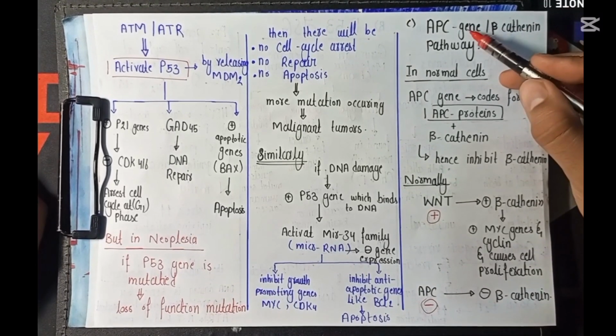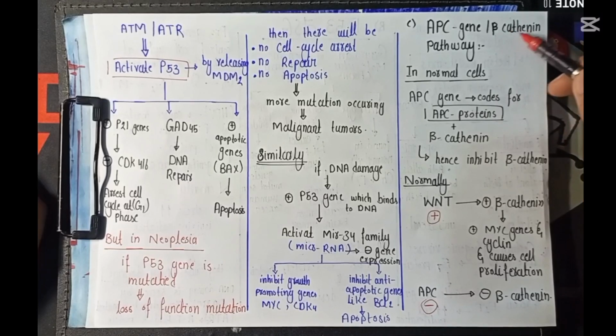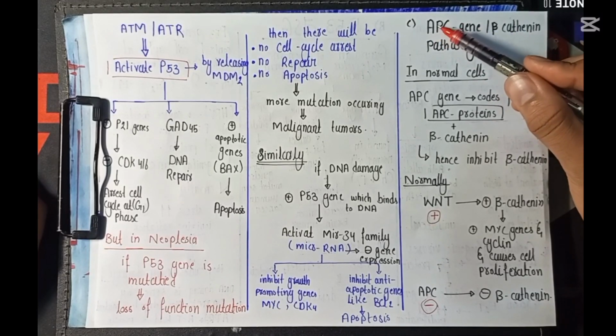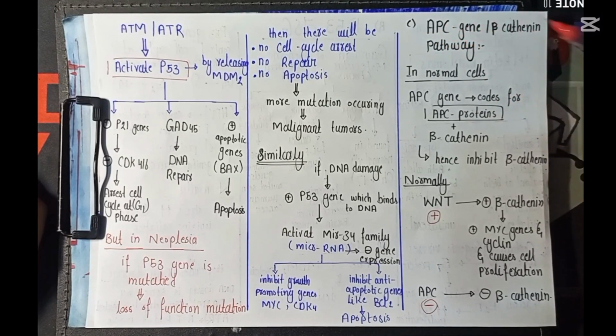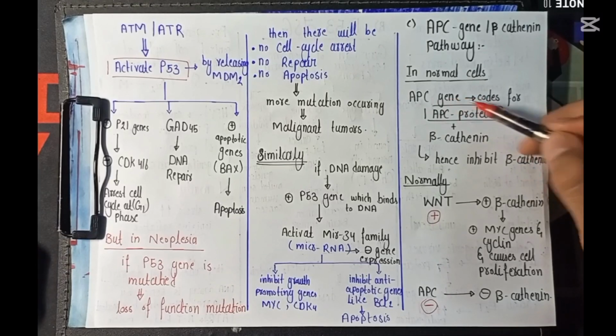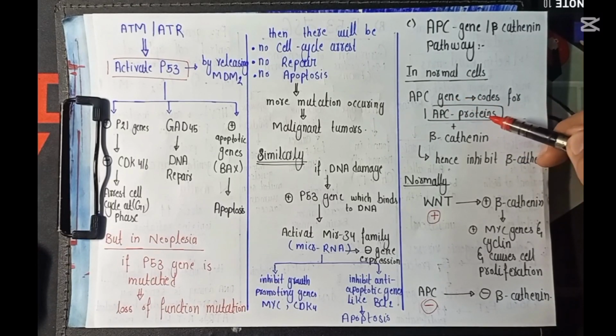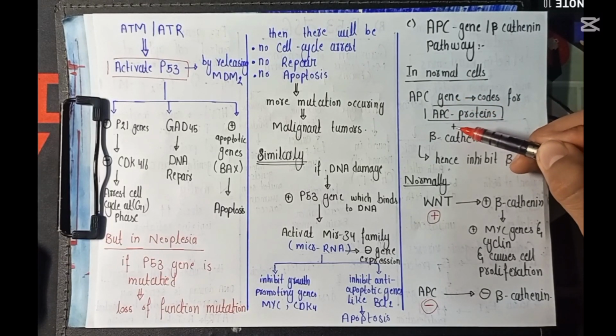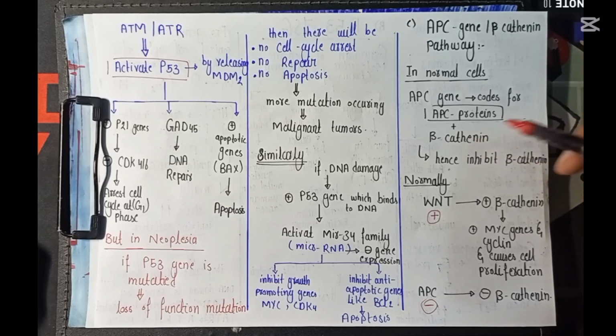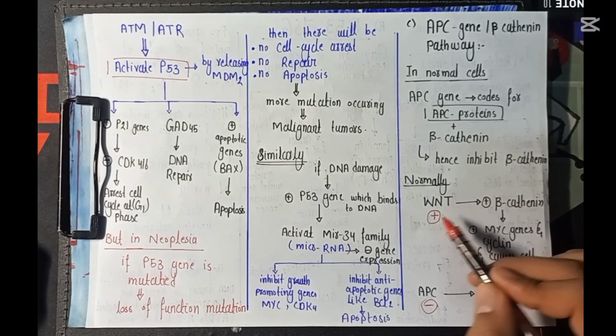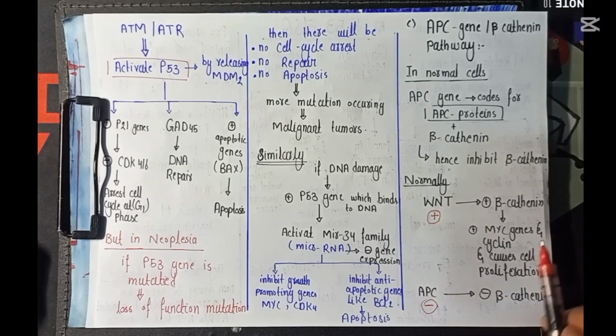The third one is the APC gene and the beta-catenin pathway. APC stands for adenomatous polyposis coli gene. In the normal cell, the APC gene codes for the APC protein, and this APC protein combines with the beta-catenin gene and inhibits it. Normally, the beta-catenin gene is activated by the WNT gene, and when beta-catenin is activated, it activates the MYC and cyclin genes and causes cellular proliferation.